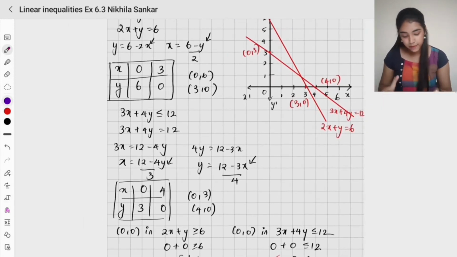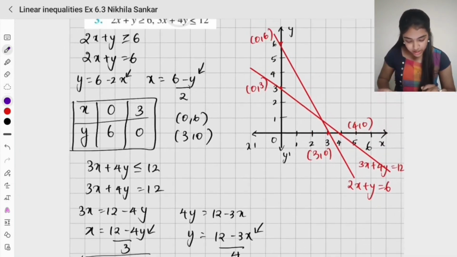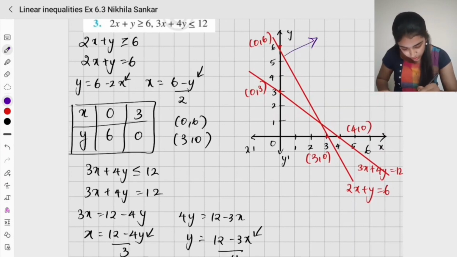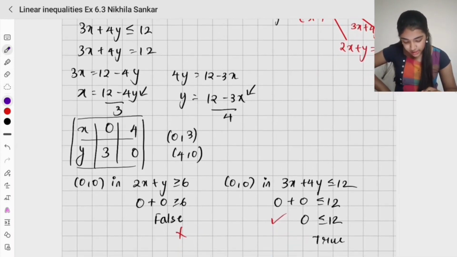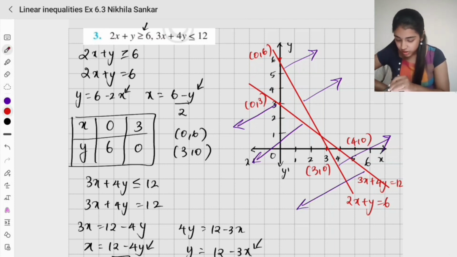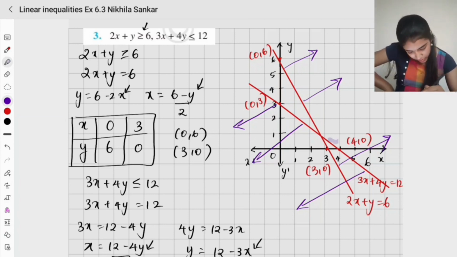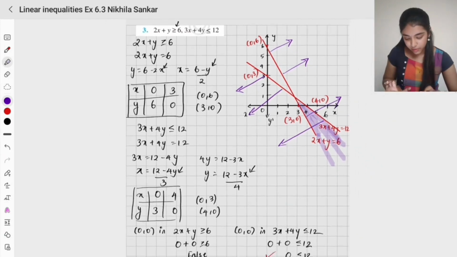So how does the graph look? For 2x plus y greater than or equal to 6, 0, 0 is not included. So in that particular line, 0, 0 is not included, so I am going to draw the arrow mark to the other side. For the other, 0, 0 is included, so I am going to draw the graph to this side. So it is going to be this. What is the common region here? The common region is going to be here. So this particular region is the common region. You see that? The solution is in this region. Please copy.